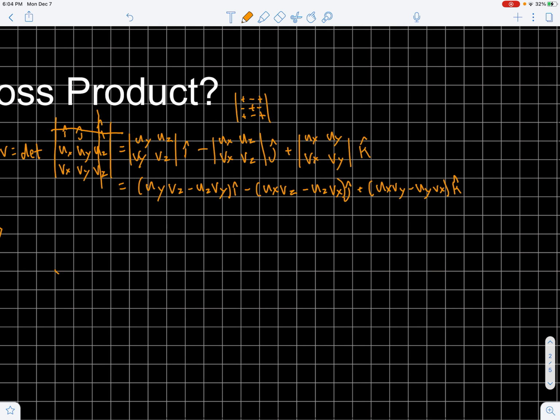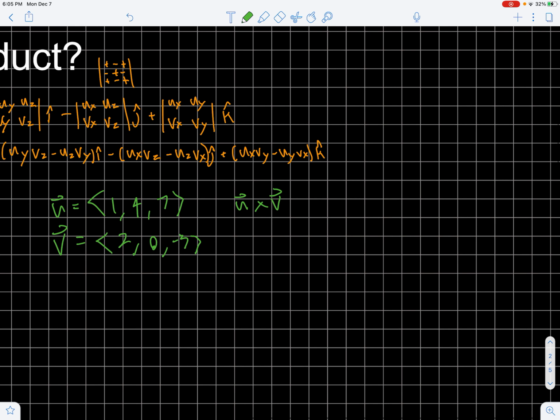Let's go ahead and do an example. We've got vector u equals 1, 4, 7, and vector v equals 2, 0, negative 3, and we're looking for u cross v. That equals the determinant where the top row is i, j, k, the second row is 1, 4, 7, and the third row is 2, 0, negative 3.